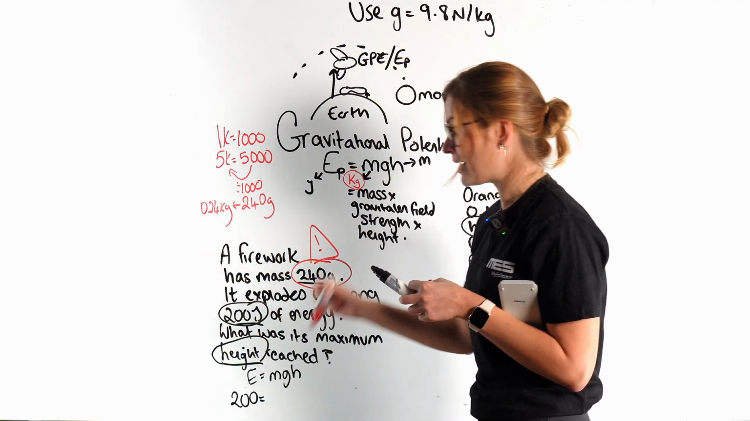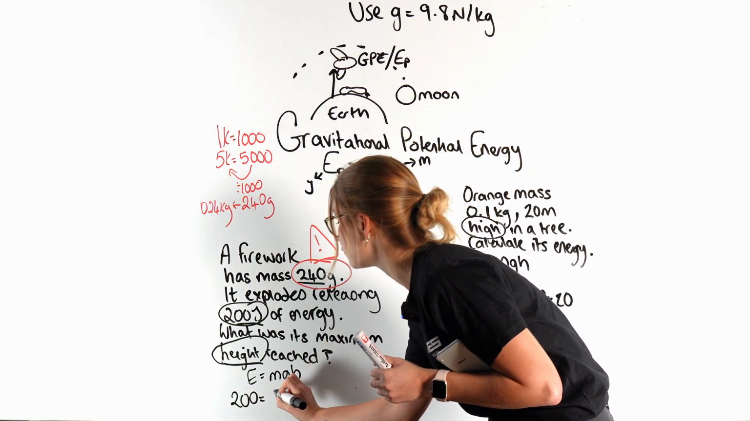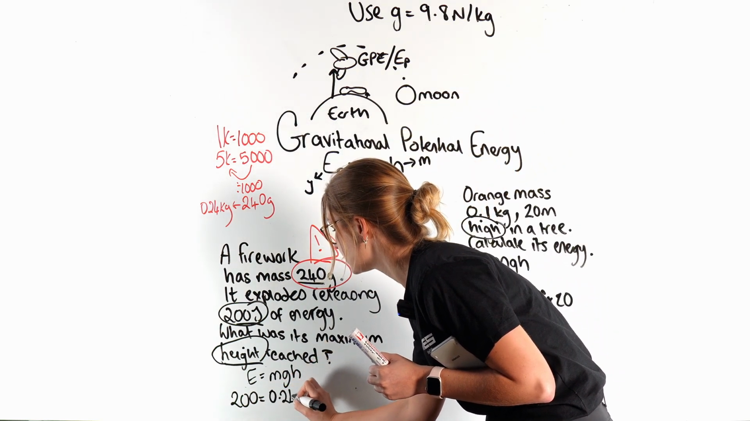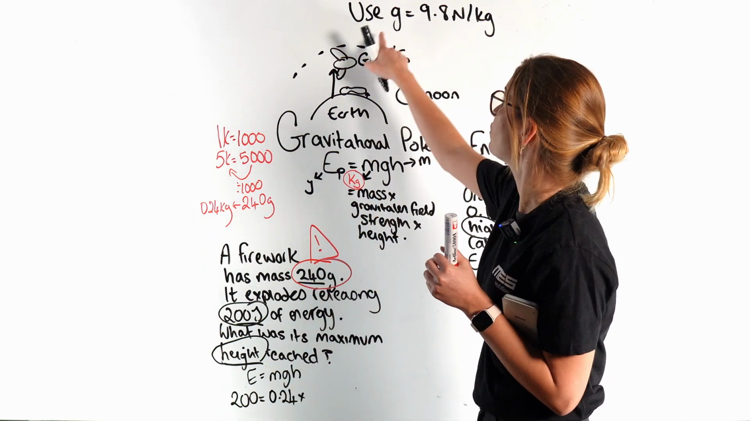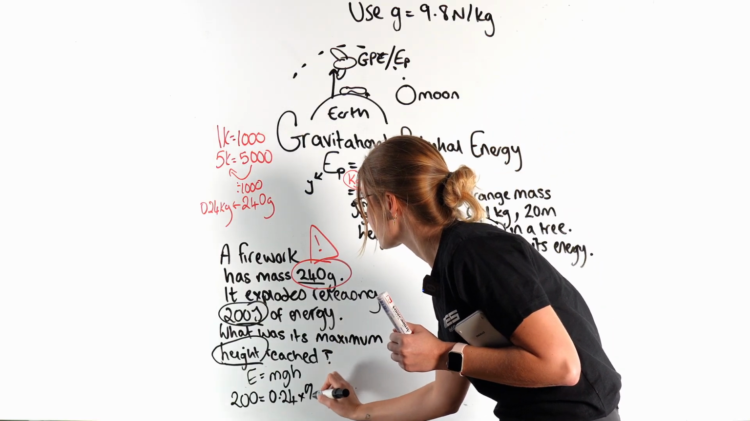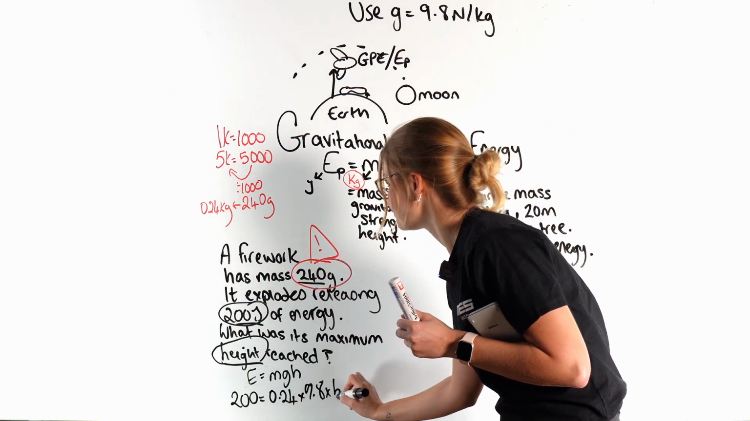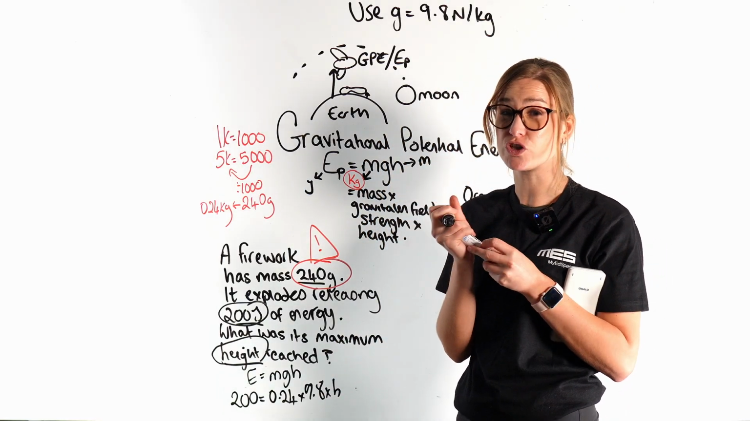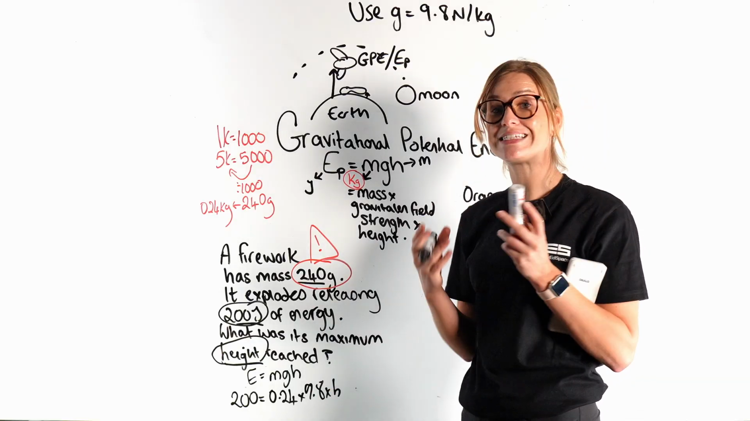So the mass we use down here is our 0.24, times by g, and again we're using 9.8, times by the height. I know that's quite a confusing equation, right? There's a lot there to do. We can simplify it though.